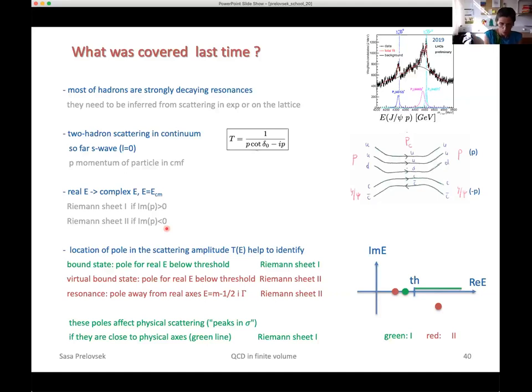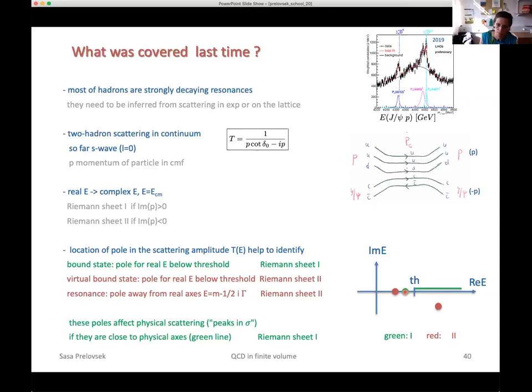And then we discussed the locations of poles of the scattering amplitude in the complex energy plane. And this is actually what helps us to identify states. We talked about three different states: bound state, virtual bound state, and a resonance. So if you look at this complex energy plane, and let me denote that green denotes Riemann sheet one, and red denotes Riemann sheet two, we said that a bound state corresponds to a pole of the scattering matrix below threshold on sheet one.